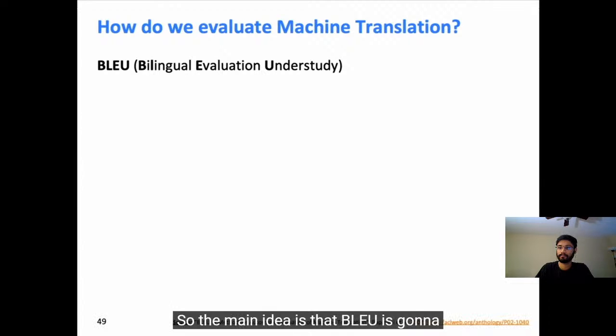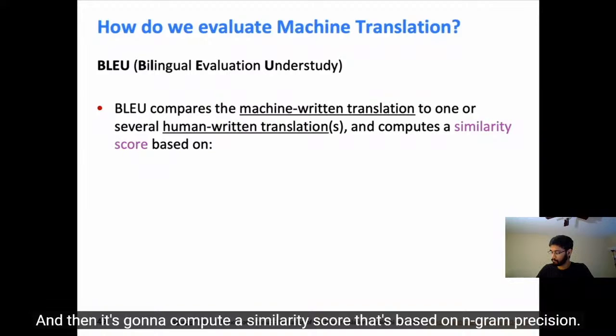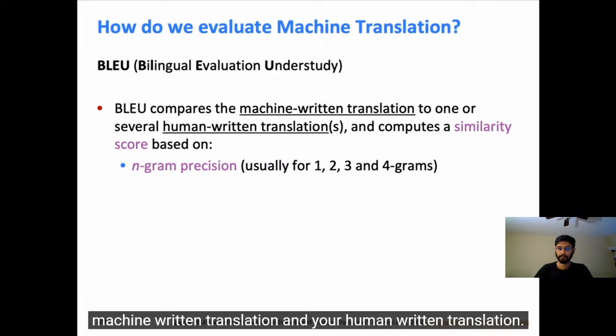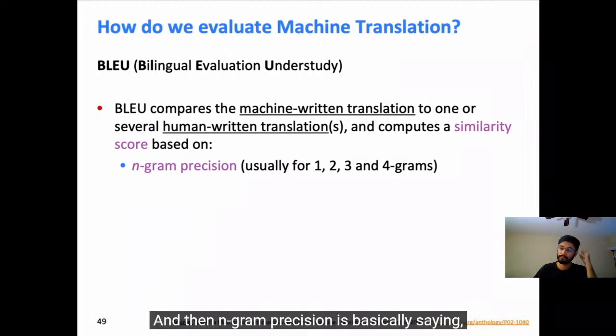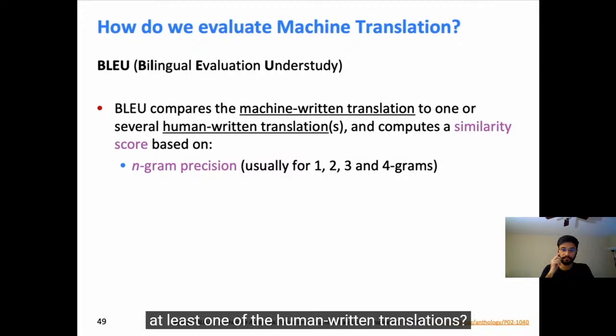The main idea is that BLEU is going to compare the translation that's produced by your machine translation system to one or maybe several human-written translations of the same sentence. And then it's going to compute a similarity score that's based on n-gram precision. When I say n-gram precision, I mean you're going to look at all the 1, 2, 3, and 4-grams that appear in your machine-written translation and your human-written translation. And then n-gram precision is basically saying, for all of the n-grams that appeared in the machine-written translation, how many of those appeared in at least one of the human-written translations.